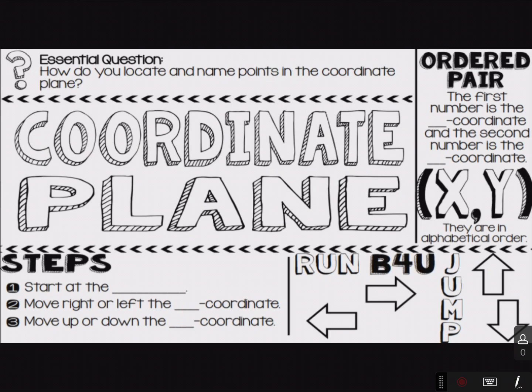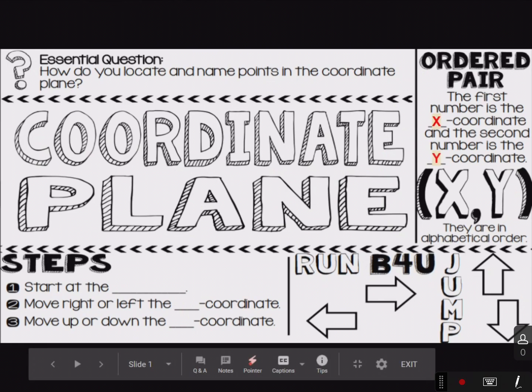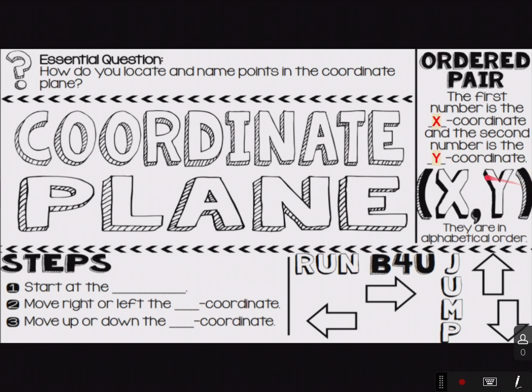So the first number is the x coordinate, and the second number is going to be called your y coordinate. These are written in alphabetical order. They are also written inside of a set of parentheses, and they have a comma. If they don't have this, then it is not an ordered pair, and you technically can't follow those directions. So make sure when you're writing ordered pairs that it's in your parentheses, your x comes first, and then your y, and then your comma is in there separating them.